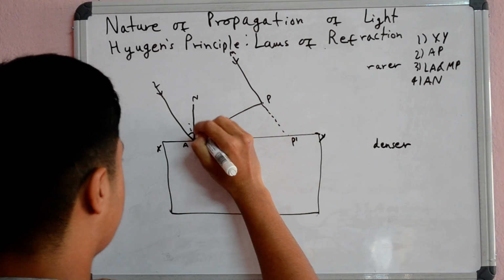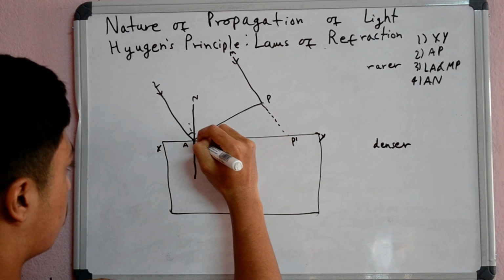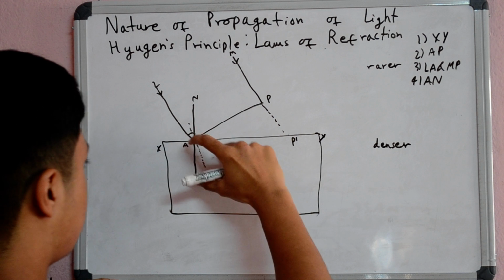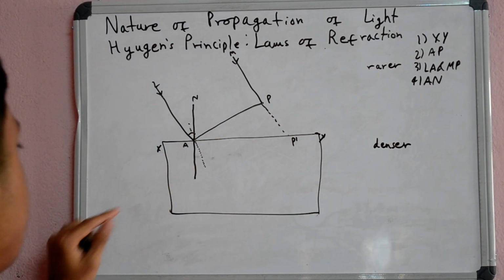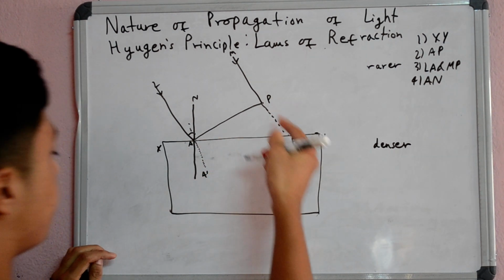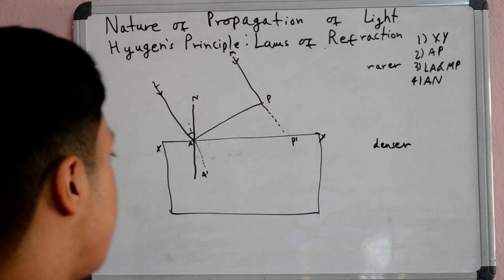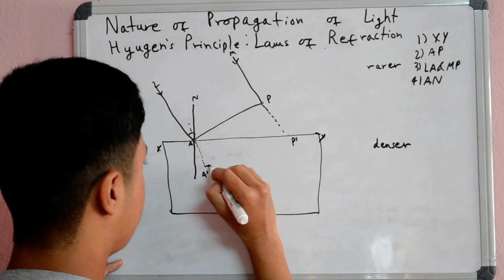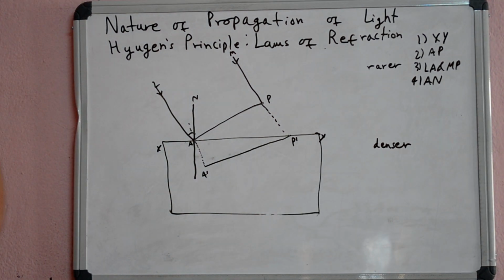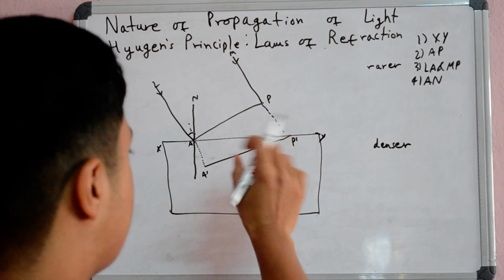So here, let's just say AN, that means this is also the normal. So it bends towards the normal like this. But this AA dash should be shorter than PP dash. So now here we join A dash and P dash like this, and now here we draw our LA and our rays of light associated with this as well.